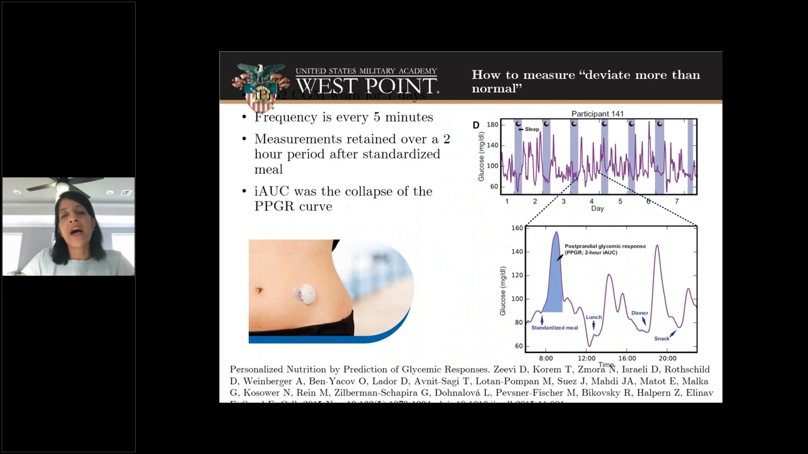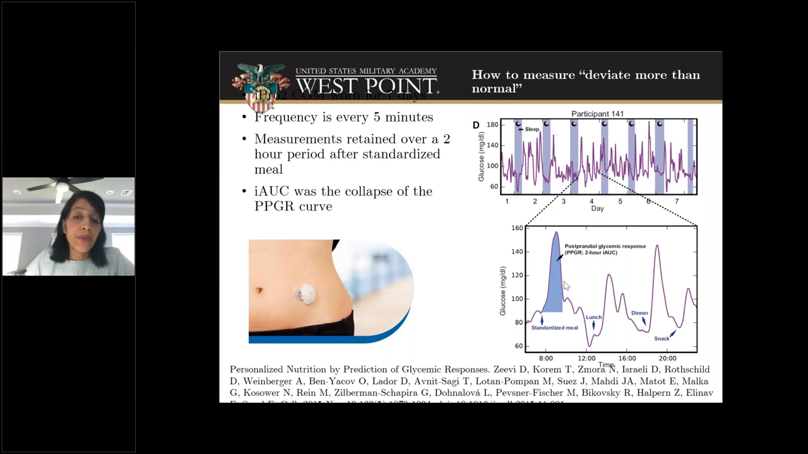I actually focused my work initially on what it means to deviate more from normal. Calculating glucose responses is fairly easy today because of continuous glucose monitoring. This is a picture of the device that was used in the Zeevi study. And what you do is you give the person a standardized meal. In the case of Zeevi, they might have given a slice of bread. And then you look at that glucose, you expect something to happen. So you deviate away from fasting levels.